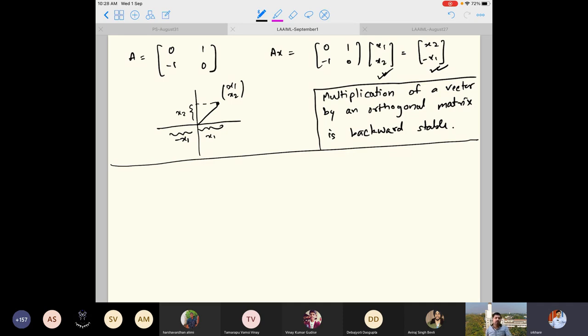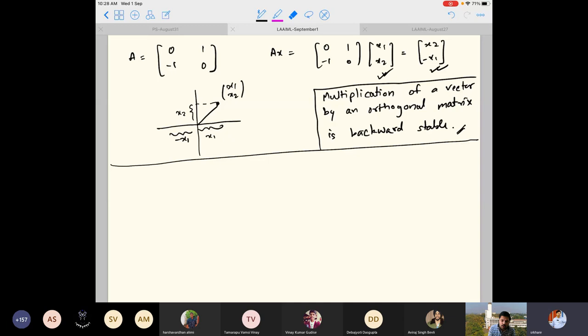In other words, you do not encounter subtraction of two nearby numbers or division by 0 when you multiply an orthogonal matrix to a vector, but that may happen in the case of general matrices. So this type of matrix multiplication is much more numerically stable. We will not worry about this in this particular course, but we do it in the computational linear algebra course, the other course. Okay, so let us consider these rotators in detail.